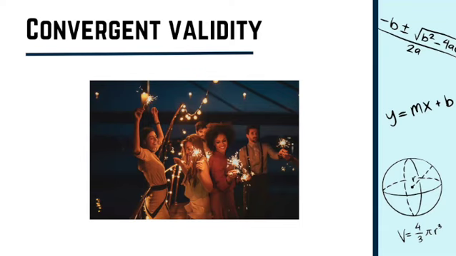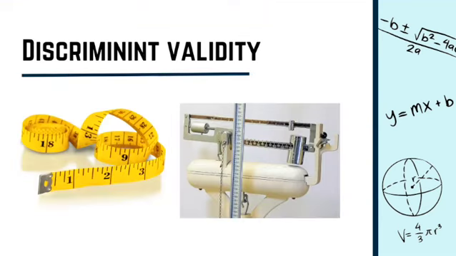Similarly, when different tests that are expected to measure the same trait or concept consistently show similar results, it supports the idea that they are converging or coming together to confirm a trait or concept.